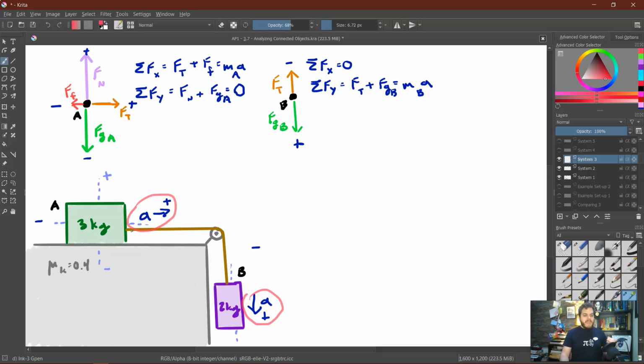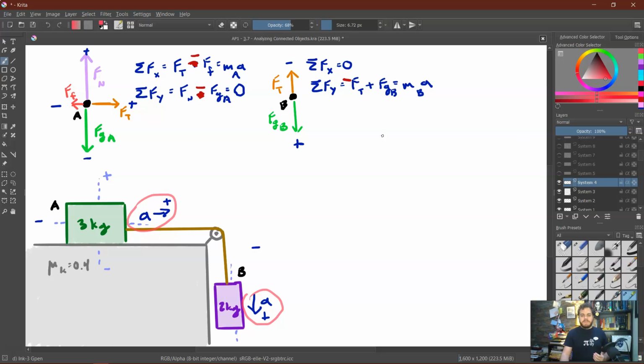And for block A, I'm going to define positive as being to the right. That's totally fine. The pulley just redirected the direction of that force. Additionally, I'm going to go ahead and rewrite some of these forces as positives and negatives. So, for my block B, tension is negative because it's upwards. I'm going to make that negative. For block A, friction is negative because that's going backwards. I'm going to go ahead and say that gravity is -2.